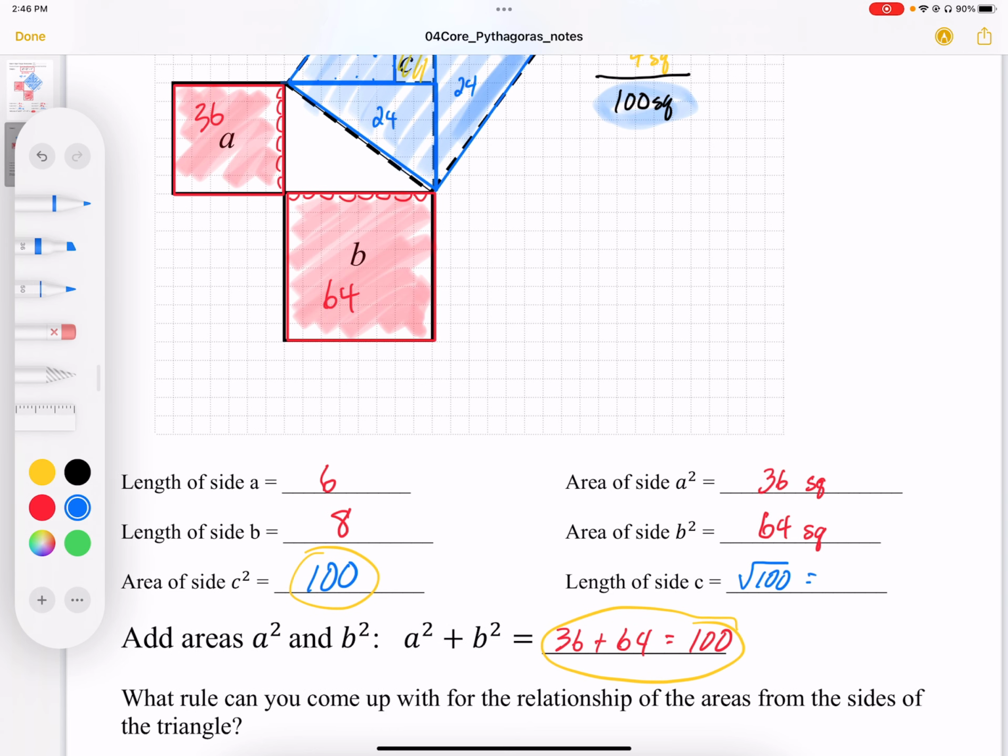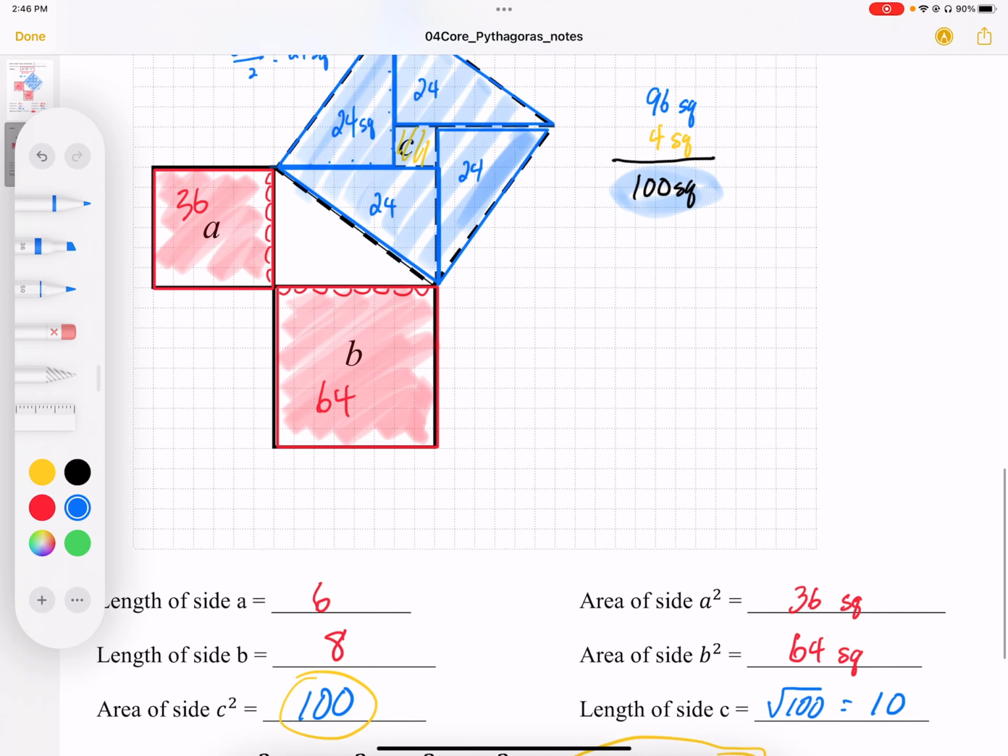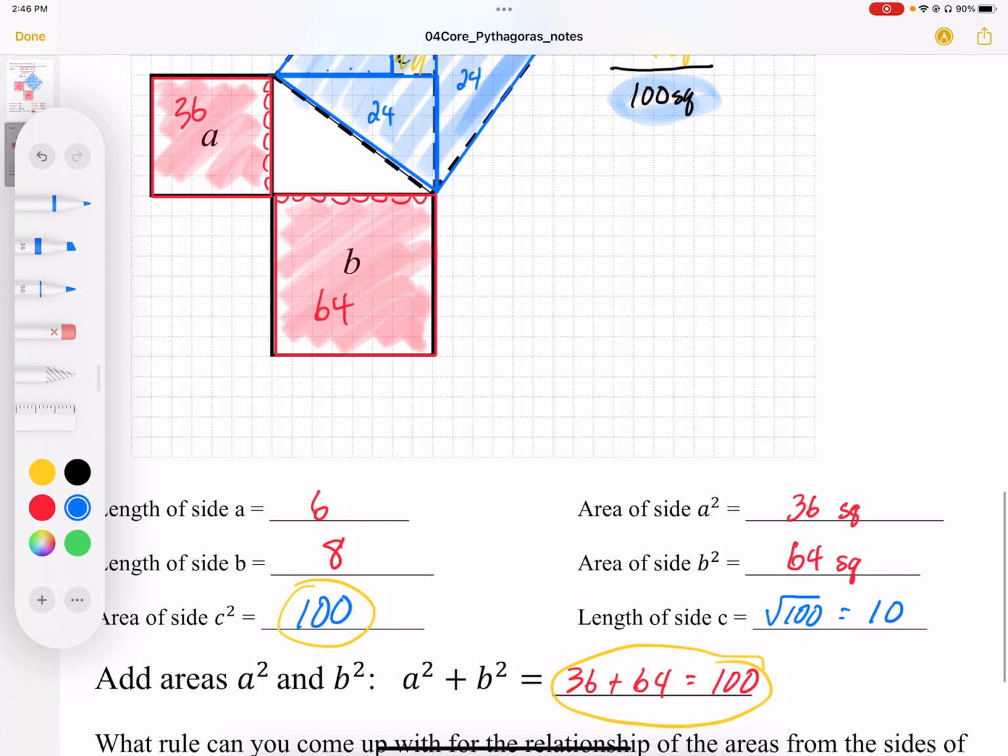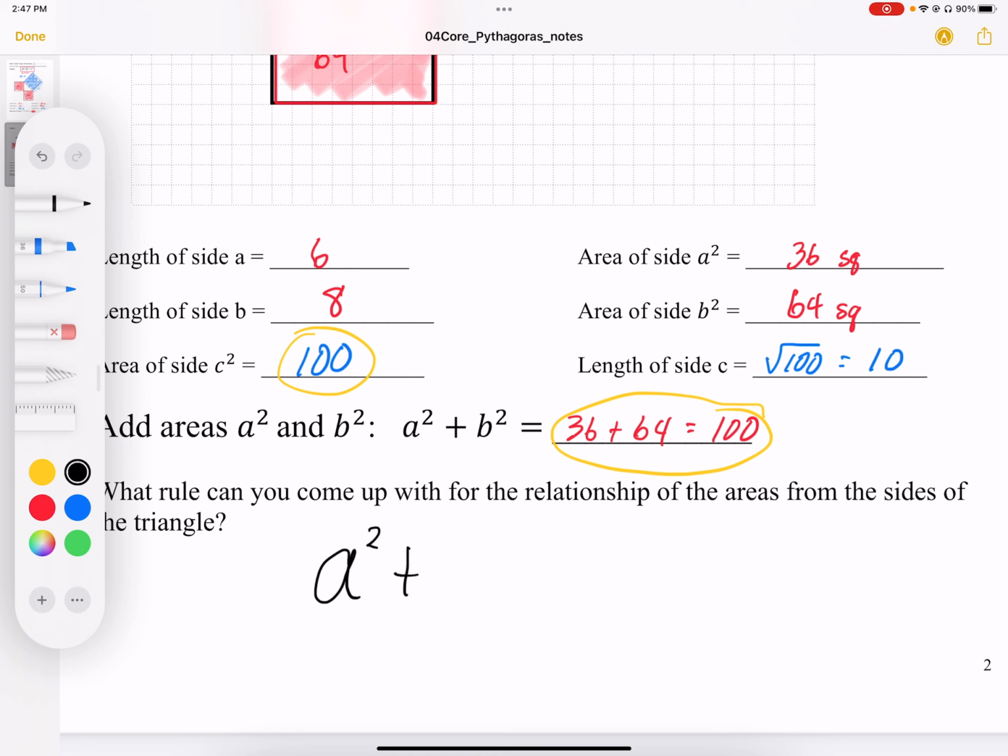And again, please make note that the side lengths 6 and 8 do not add up to 10, but the areas a squared plus b squared add up to the area c squared. So the rule is, make sure you put this in nice and big, a squared plus b squared equals c squared. The square area plus the square area equals the square area. Okay, not the edge lengths, but the areas are where the relationship is. So that's what Pythagoras is, based on the areas, not the sides.